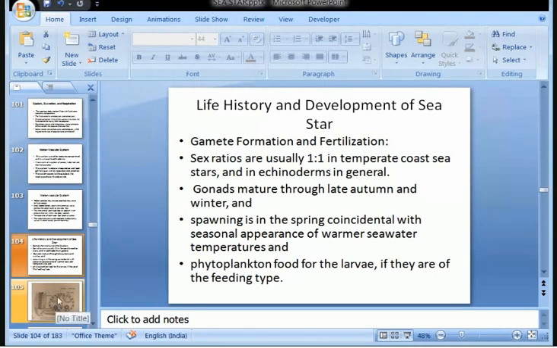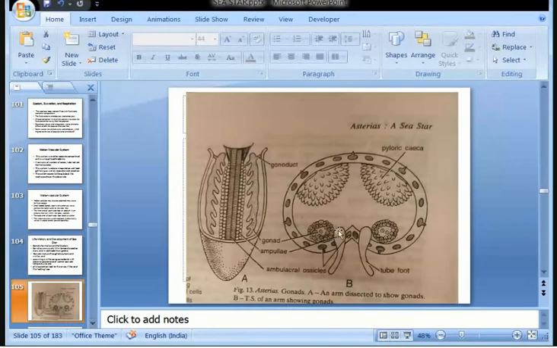Now, regarding the presence of gonads, here you see these gonads. The gonads are located in this position on the oral side. On the oral side, here you see these gonads. So this is a TS, and here you see a bunch of these germinating epithelium, right?